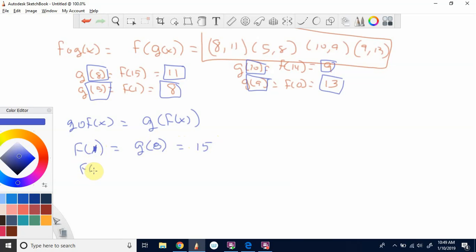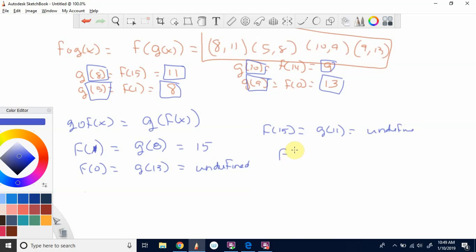The next one is f of 0, which gives us 13. So I'm going to do g of 13. If I go over to g, there is no x coordinate of g that's 13. So this one is undefined. Part or some of the problem can be undefined. The next one, f of x is 15. So I'm going to do g of 15, or rather f of 15, and I get 11. Then I do g of 11. I go to g, there is no x with 11, so this one is also undefined.